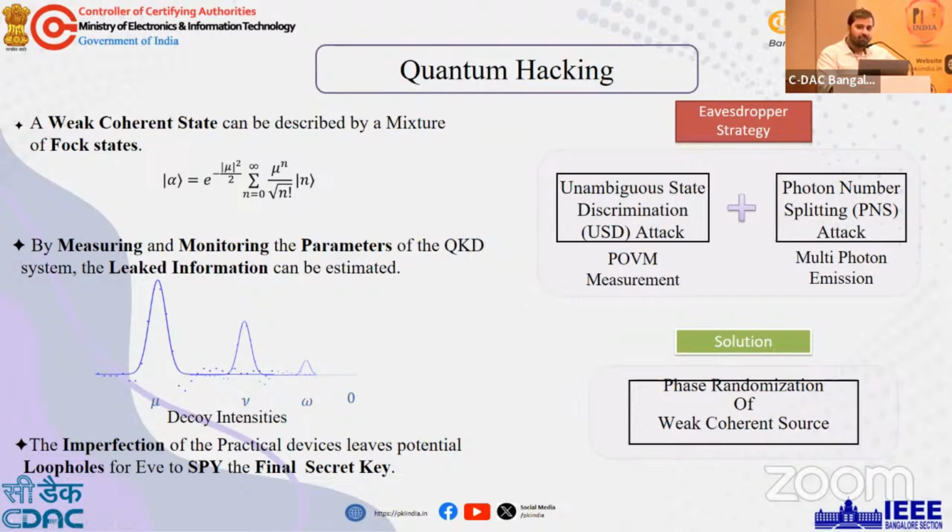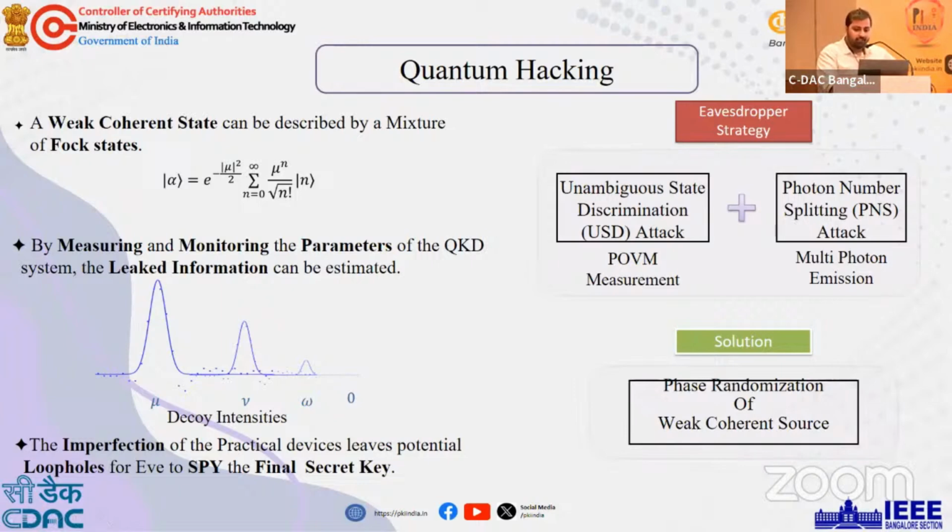But now Eve comes with a new approach. Together, she comes up with attacks. One is the unambiguous state discrimination attack, and along with that, she can perform a photon number splitting attack. The USD attack is nothing but she can discriminate the signal states and the decoy states. Whenever she performs POVM measurements on the system and discriminates the state, she will not disturb the decoy state and only, whenever she gets the signals, she will try to perform the photon number splitting attack and get useful information.